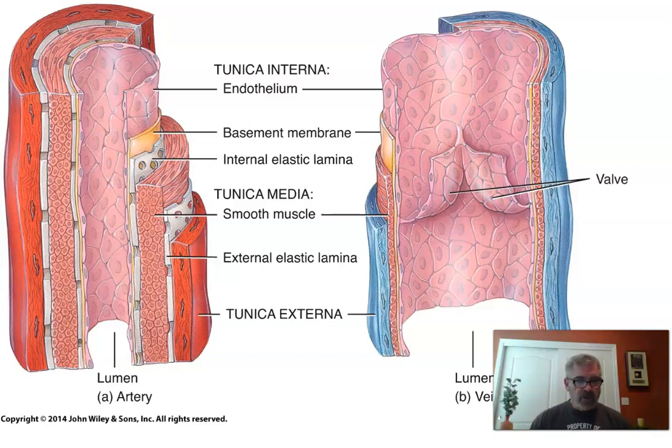Let's start this chapter on blood vessels. I think this is probably the most challenging chapter as far as memorization goes. A lot of things to memorize, but not really that difficult once you go over it a few times. So, anatomy of the blood vessels for chapter 14.